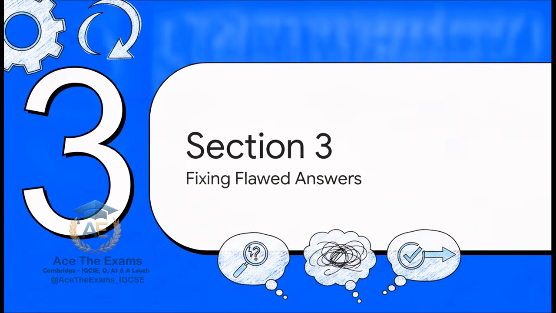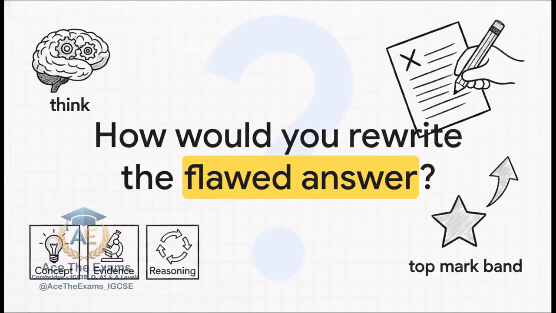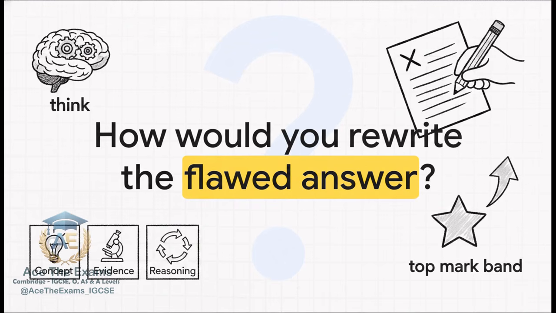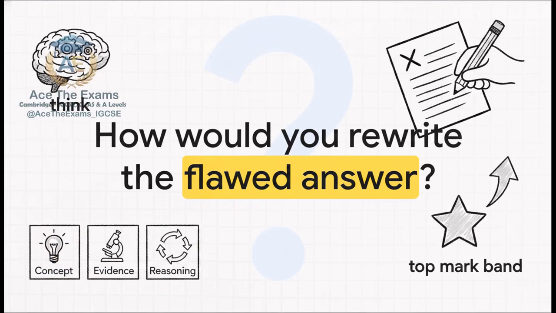Section 3, Fixing Flawed Answers. All right, let's put this into practice. I want you to pause and predict right now. How would you rewrite that flawed answer from the beginning to hit the top mark band? Think back to the concept evidence reasoning framework we just discussed. Where exactly did that student go wrong?